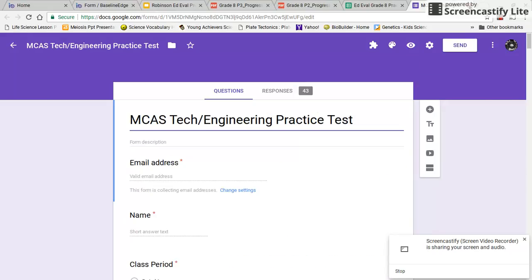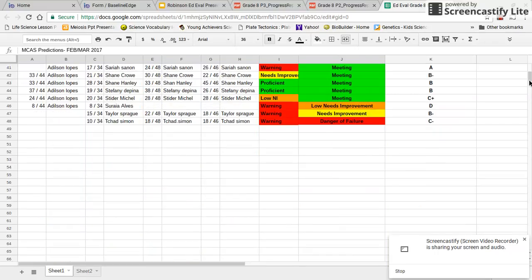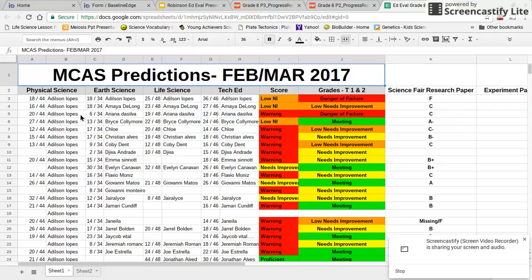Okay, so once you have all that, those assessments given, I put the results in a spreadsheet and I color coded it. This is how I'm able to figure out which areas need the greatest detail. So I have the breakdown. I have the physical science, earth science, life science, tech ed. And then I averaged the scores and I gave them a warning, needs improvement, low needs improvement, proficient, and advanced.